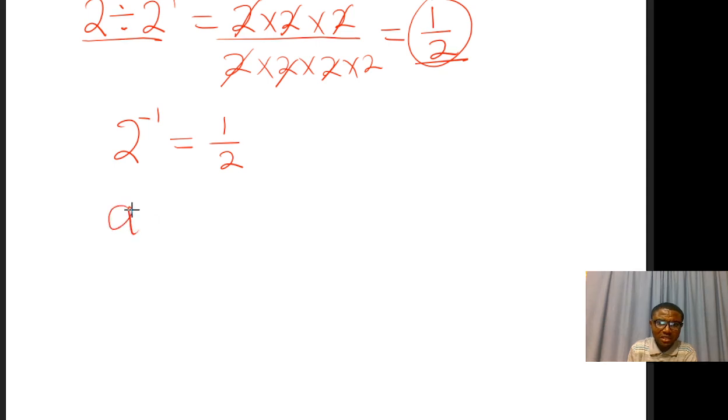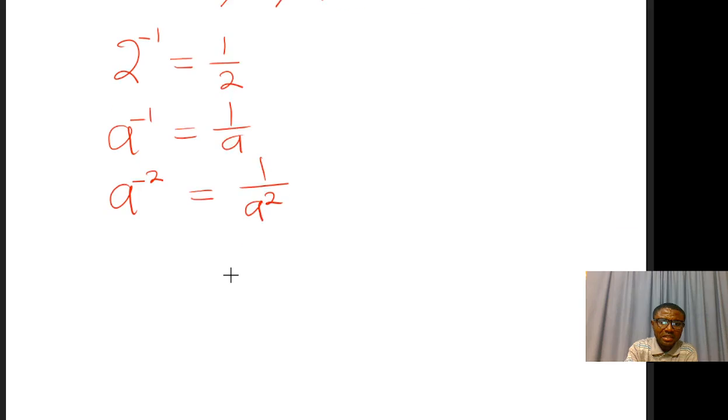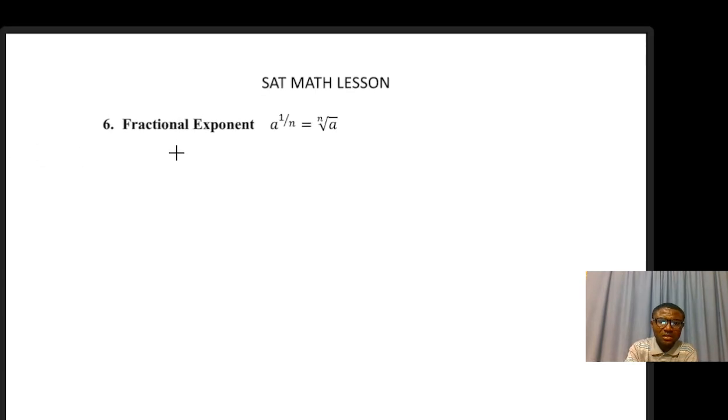Hence, anytime you have a raised to the power of negative 1, this is 1 over a, and a raised to the power of negative 2 is the same thing as 1 over a to the power of 2, right? Then also x to the power of negative 5 becomes 1 over x to the power of 5. So let's go to the next rule, the fractional exponents.